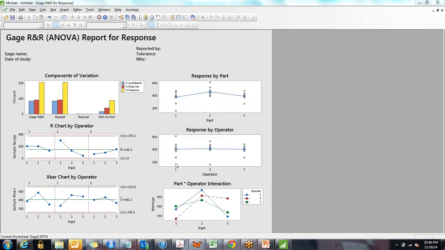Next, let us look into response by operator. It shows mean of measurements by operators. Each operator measures 3 different parts: part 1, part 2, part 3. This is operator 1, operator 2, operator 3. On an average, all the measurements for each operator should be consistent. And for a good gauge, we expect to see a horizontal line joining the means. More or less it is horizontal. So in this case also it's fine.